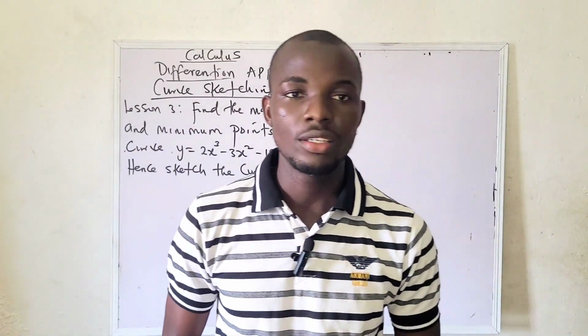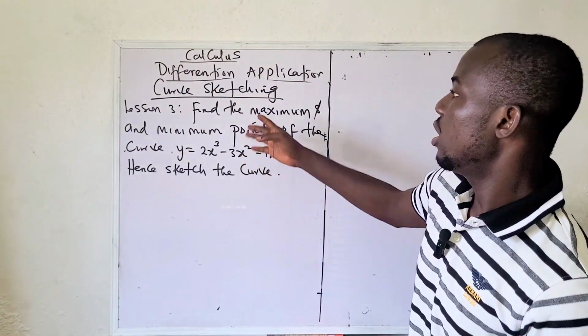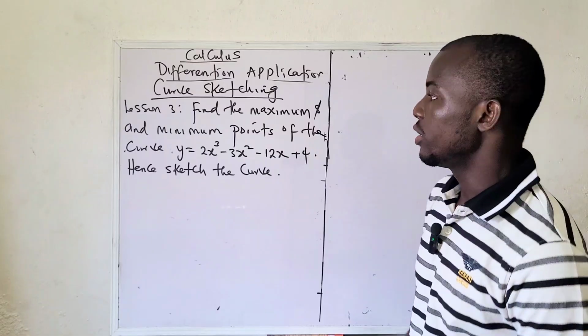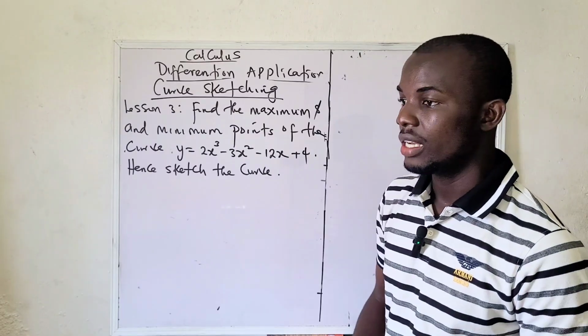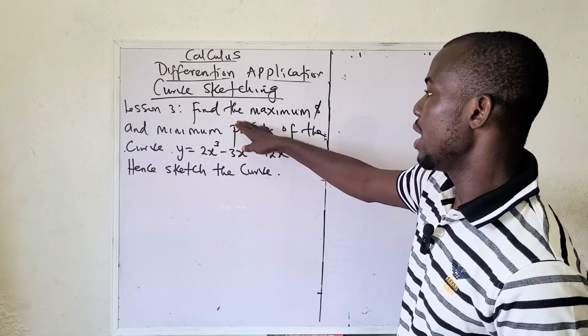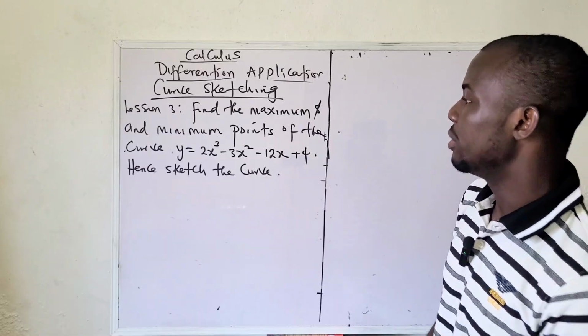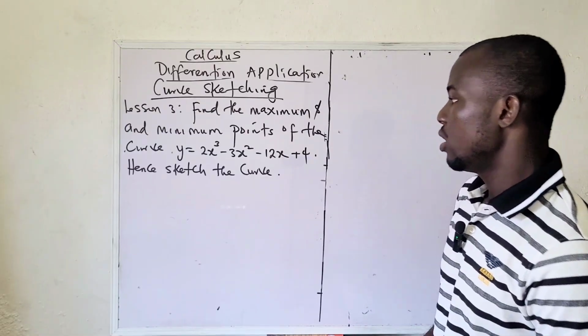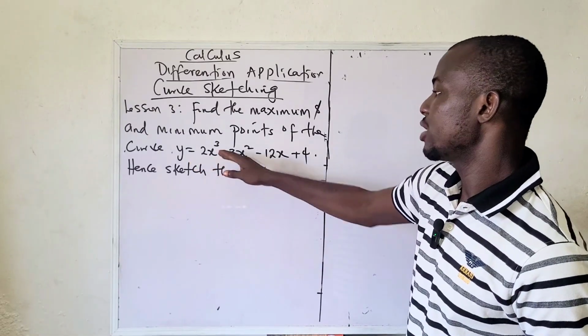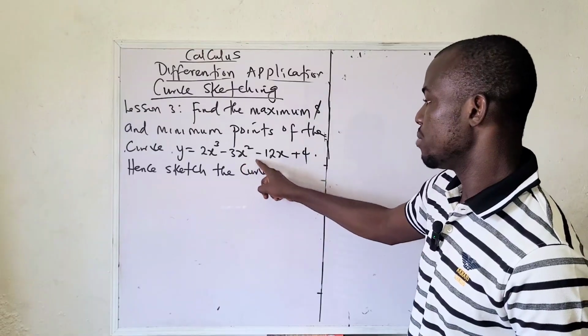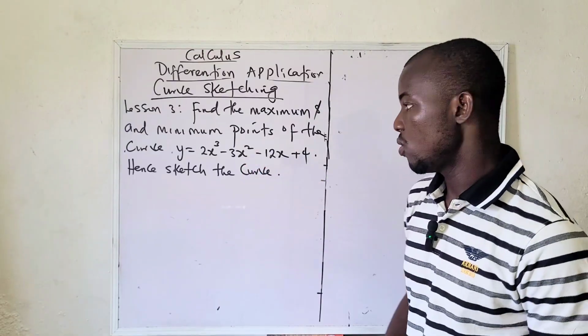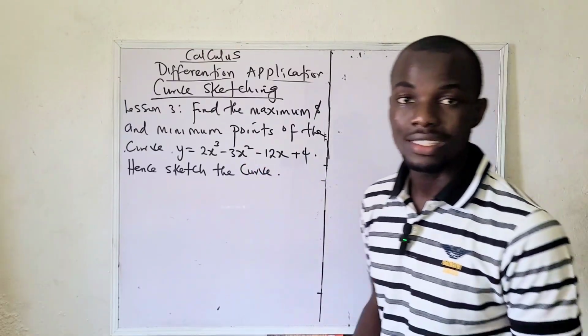So here is lesson 3 on curve sketching, a topic we have been looking at. In this question, we are asked to find the maximum and minimum point of the curve. We have y equals 2x cubed minus 3x squared minus 12x plus 4, and we are to sketch the curve.